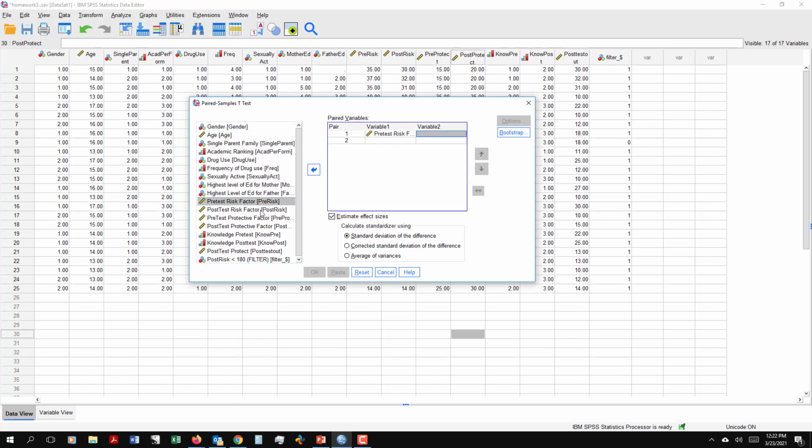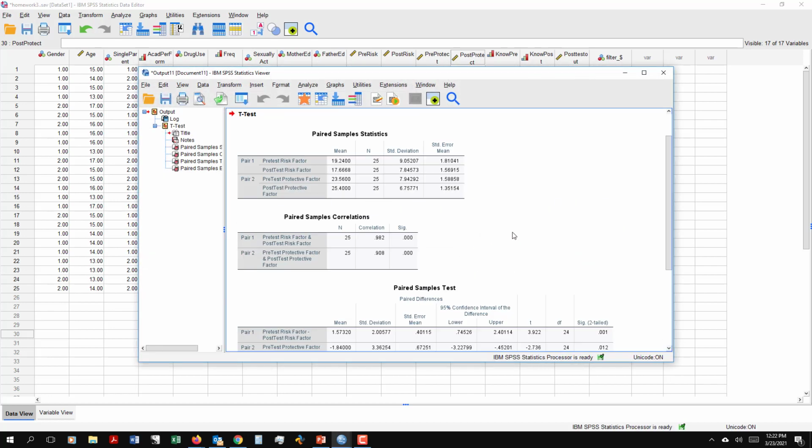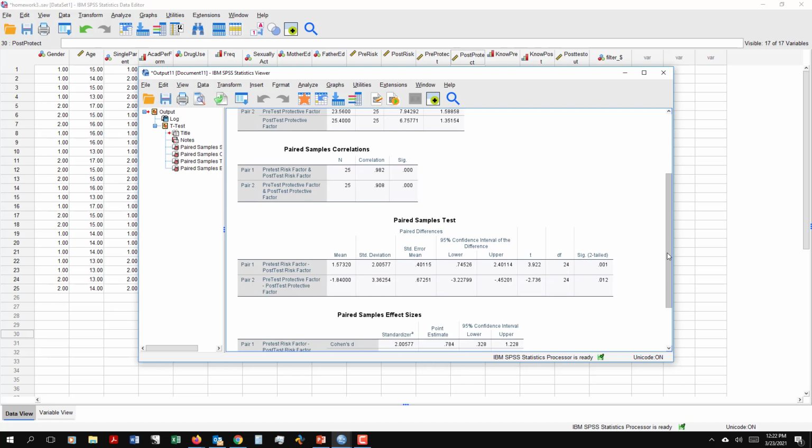Pre-test, post-test, pre-test, post-test, and this is the post-test risk factor where I made the change so it doesn't have the outlier in it. Okay, so let me go okay. Then when I look at my findings here, the pre-test risk factor to the post-test risk factor, I have significance here. Pre-test, post-test, and in my correlations, I have a significance.